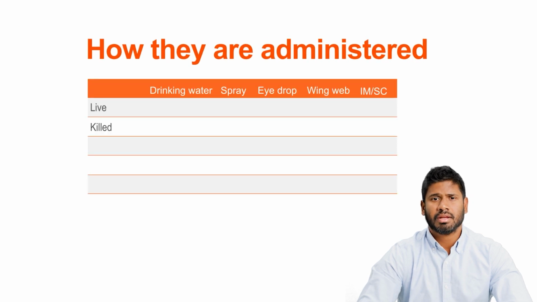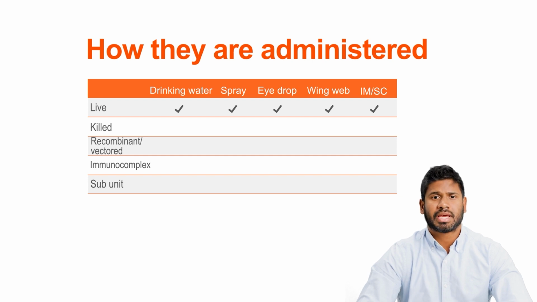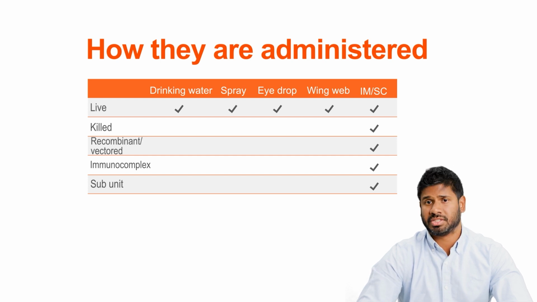A few words about how these vaccines are administered. On the left-hand column, we've got 5 different vaccine types. And on the top row, we've got 5 different modes of vaccine administration. As you'll see, live vaccines can be administered via drinking water, spray, eye drop, wing web, or intramuscular or subcutaneous injection. Whereas killed, recombinant, immunocomplex or subunit vaccines are all administered via intramuscular or subcutaneous injection. There are outliers to this table, but they all generally follow this trend.